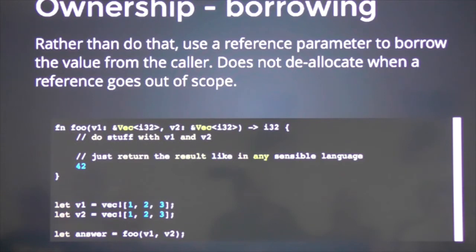So by using an ampersand here, we can say that the function foo borrows these two vectors, and then we don't need to return them back out.